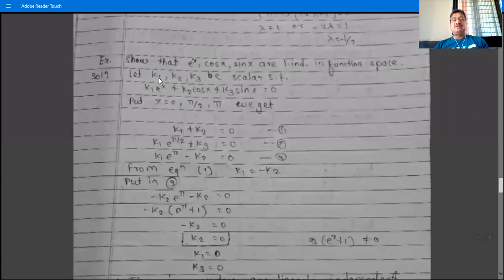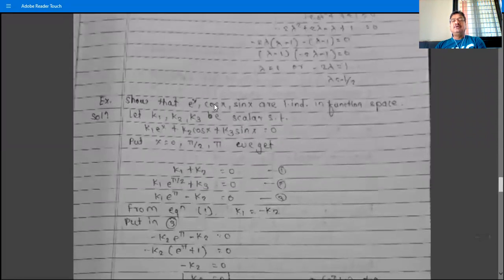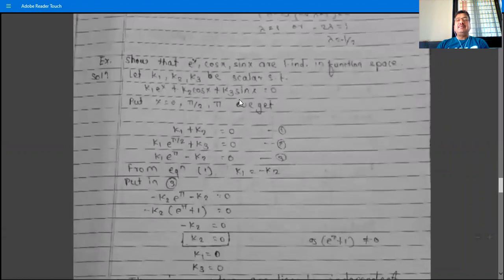So take three scalars. Let k1, k2, k3 be scalars such that k1 e raised to x plus k2 cos x plus k3 sin x is equal to 0. The 0 means the 0 function. Then put x is equal to 0, x is equal to pi by 2 and x is equal to pi. This is somewhat different from the remaining linearly dependent and independent examples.